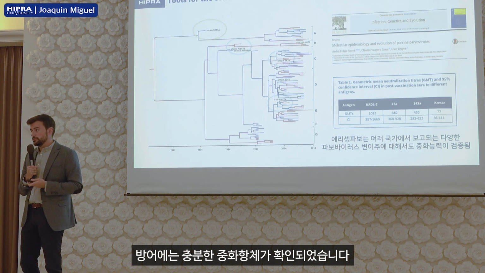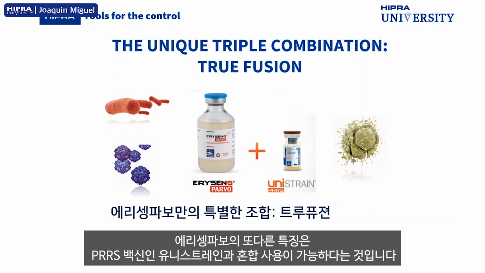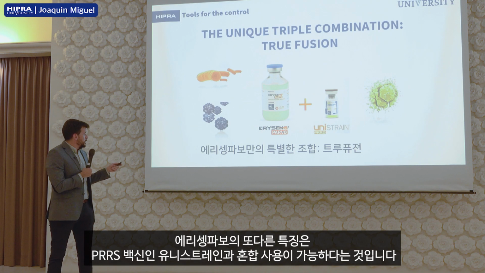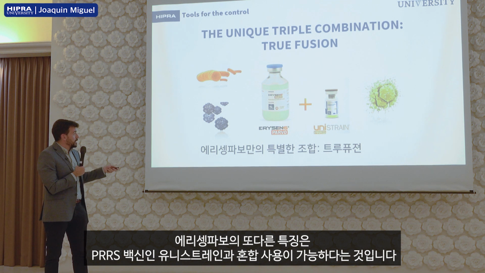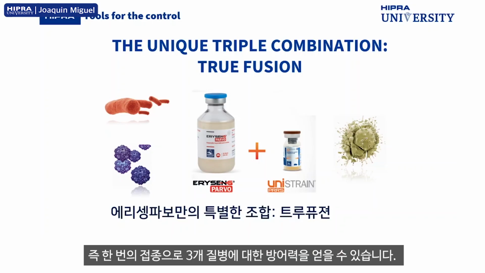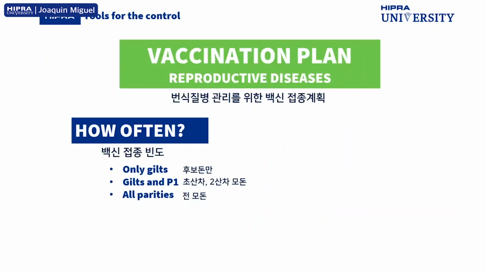Okay, and apart from including erysipelas and parvovirus, erythemparvo can be combined with a PRRS vaccine, in that case with unistrain pairs. So we offer the protection against 3 diseases in just 1 shot.